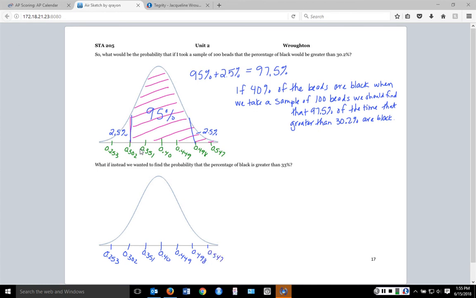And this time if I find my 33% on the picture, right, it falls somewhere about right here. And we're still asked for greater, so I could shade this to the right. So see, I can't just use my 68, 95, 99.7 rule because my number here on the bottom didn't fall perfectly on one of the marks I already had here. So it's somewhere between 1 and 2 standard deviations below the mean.